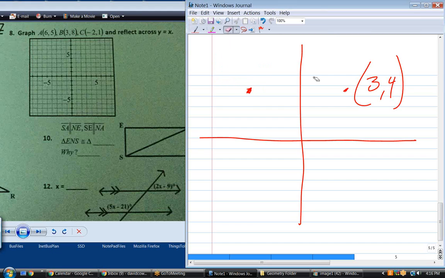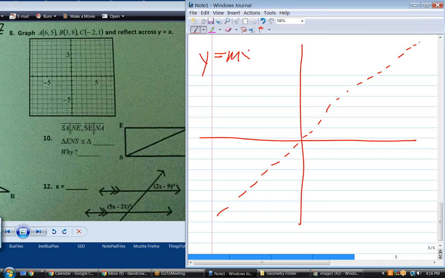What's kind of hard is reflecting it over the line y equal x. Well, the line y equal x is this line right here. Notice that it's a line that has a slope of 1 and a y-intercept of 0. In other words, it's still in y equal mx plus b format. It's just that b is 0 and m is 1. So it's this line. Now, this is a little tricky.